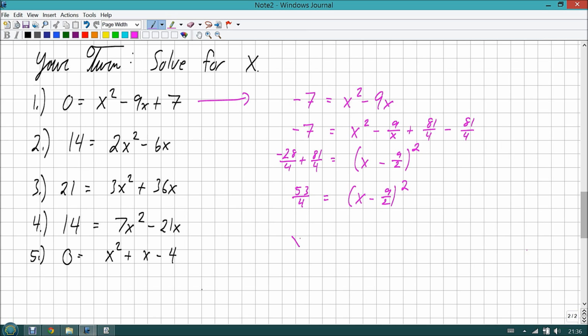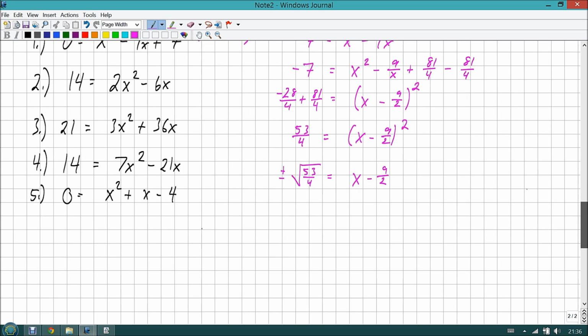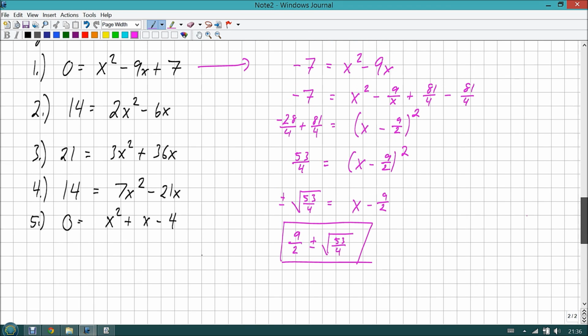Taking the square root of both sides, I have the square root of 53 over 4, of course we're doing plus or minus, is equal to x minus 9 halves. Add 9 halves to both sides, I have 9 halves plus or minus the square root of 53 over 4. Nothing works out quite nicely on this one, but it's not designed to. This is why the complete the square method is so powerful.